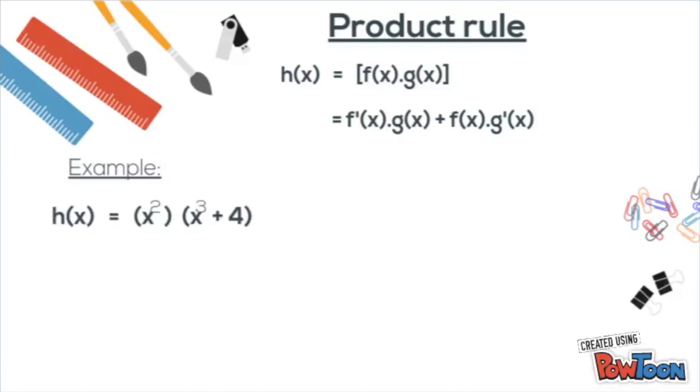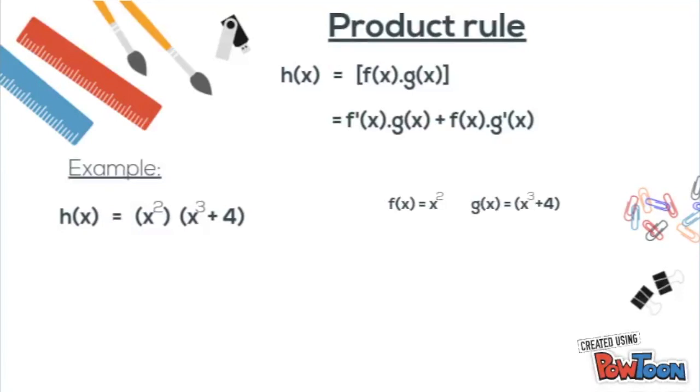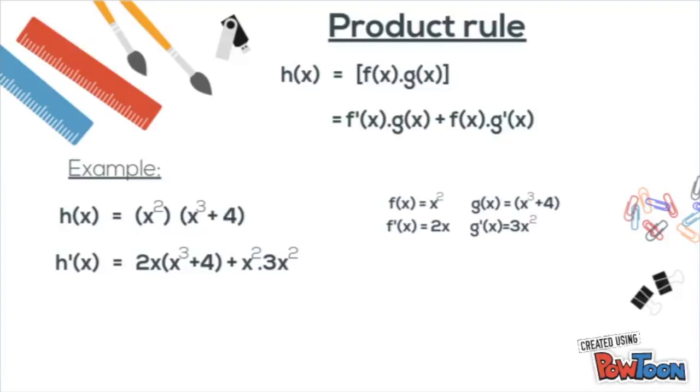Suppose my function is x squared multiplied with x cubed plus 4. In this case, my f(x) would be x squared and my g(x) would be x cubed plus 4. The derivative of f(x) is 2x and the derivative of g(x) is 3x squared. Now that we have all the pieces of the puzzle, we can find the derivative by putting them together using the product rule formula. After multiplying, adding, and simplifying, the answer would be 5x to the power of 4 plus 8x. And there we have it, the derivative of our equation.